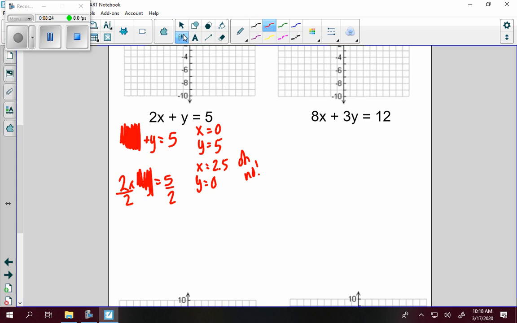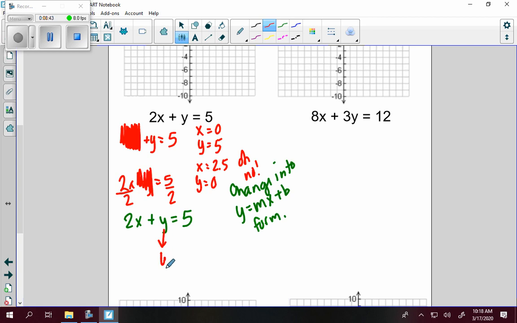Oh no. Change the form into y equals mx plus b form. So I have 2x plus y equals 5. I'm going to keep y here and bring my 2x over. So y equals -2x plus 5. Y is by itself, that's better.